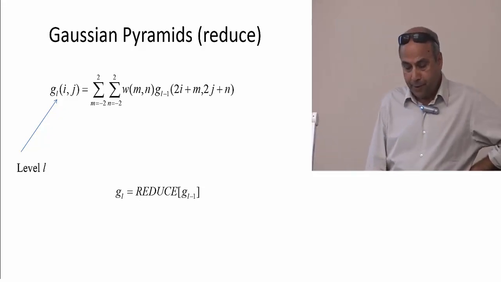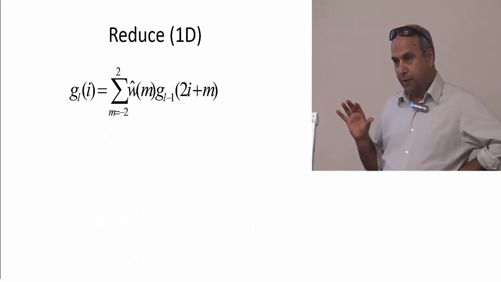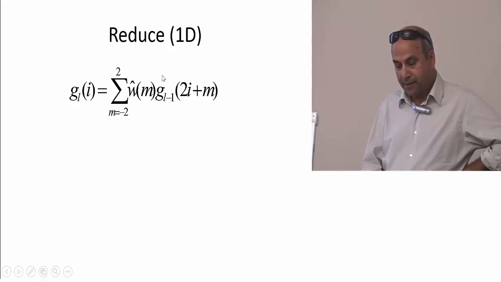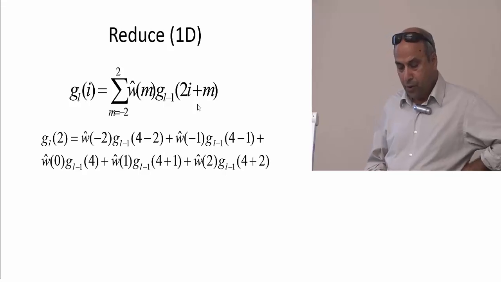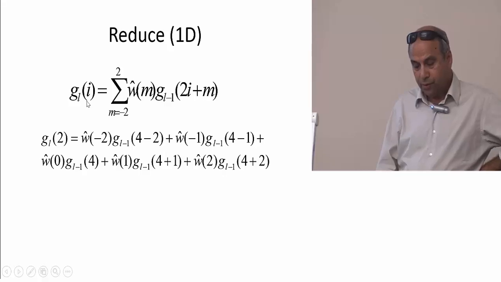Okay, so that's good. Now, instead of 2D convolution, we can look at 1D convolution to make it easy to explain. Here I'm just looking at G_L(i). The loop is from -2 to 2. Again, it's a mask, and this is the L-1 level, with index 2i plus m. So we can expand the summation. Let's say i is equal to 2. We can take, say, m equal to -2, so it becomes w hat(-2) times G_{L-1}.